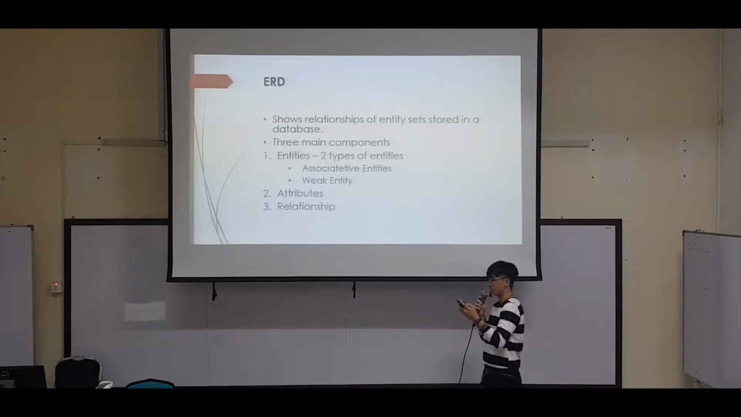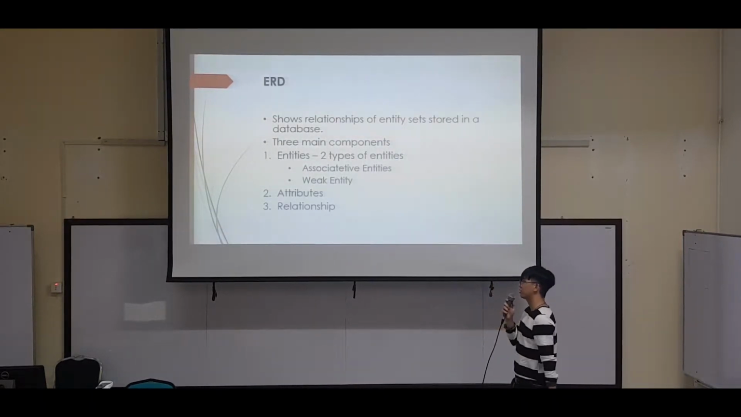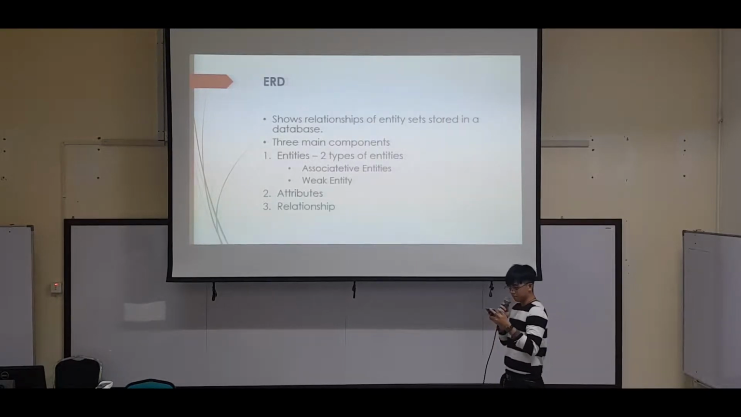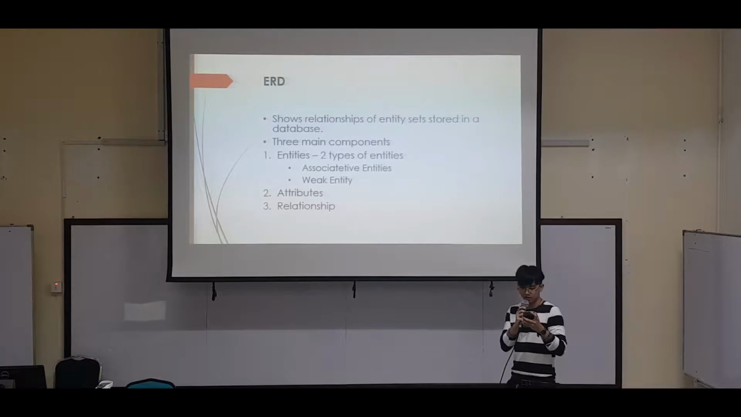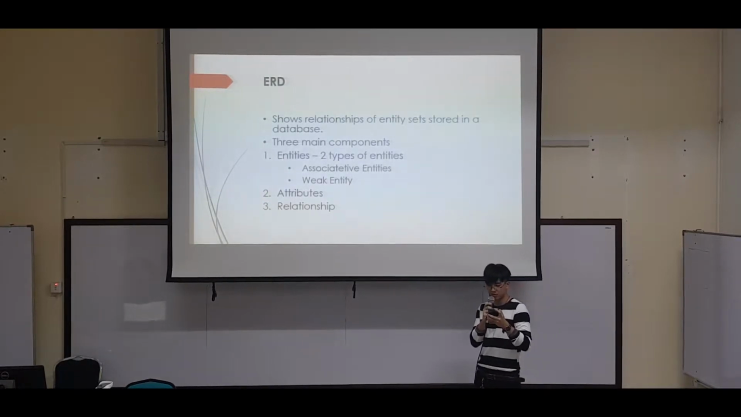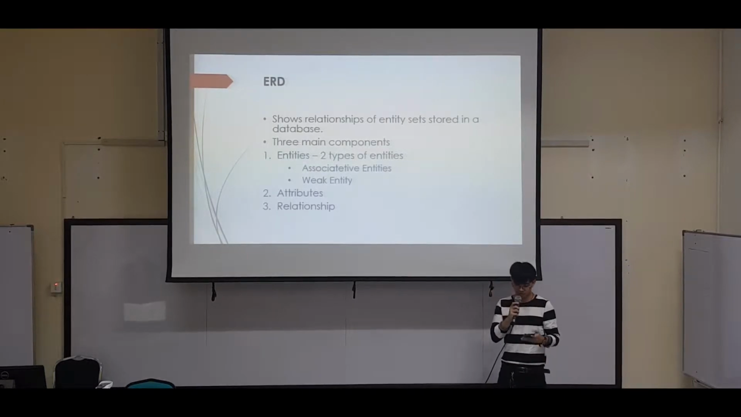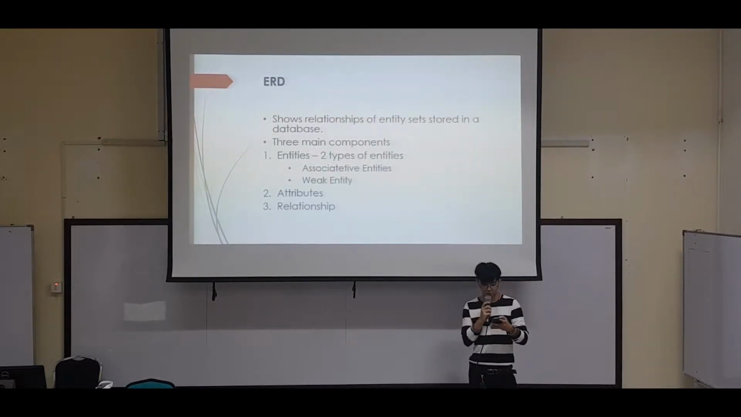Now, I would like to talk about relationships. A relationship is the relation between the entities. It allows relational databases to split and store data in different tables. There are three types of relationship: one-to-one, one-to-many, and many-to-many.